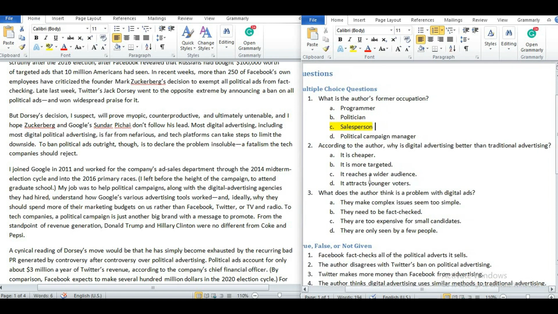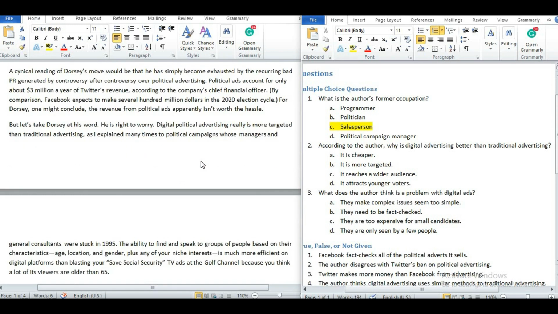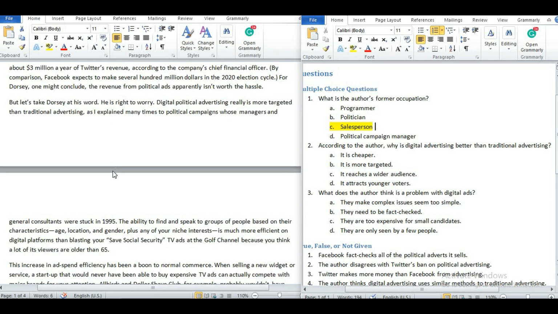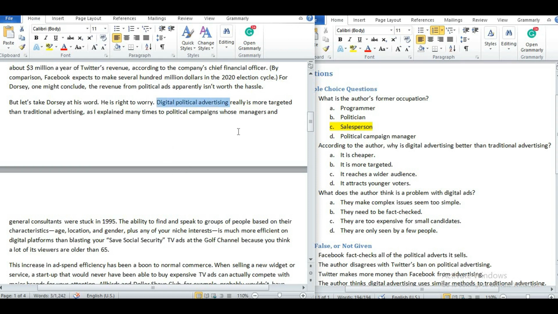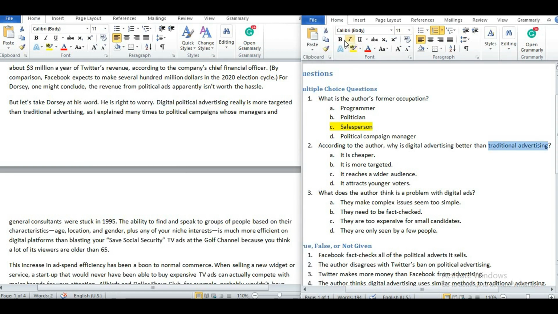Right, question number 2. According to the author, why is digital advertising better than traditional advertising? So the answer is found in this passage here. This is split over 2 pages, so it's a little harder to see. So we're going to be looking to find digital advertising and traditional advertising put together into the same paragraph. And we can see that here. So we've got digital political advertising and we've got traditional advertising. So we can see these words here, digital advertising and traditional advertising. We'll call them our keywords.